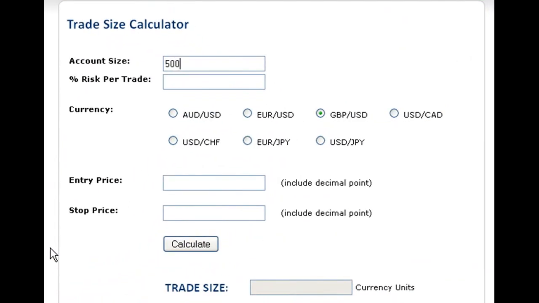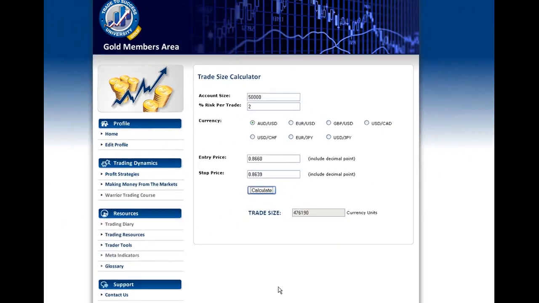So let's see how many currency units we need to buy here. So let's say a $50,000 account, 2% risk per trade, Australian dollar against US dollar. Entry price is 2 pips above market price because we're going long, so we need to add 2 pips, so 0.8660. And our stop price is 1 pip below market price because we're going to be selling there, 0.8639. Click calculate and we get 476,190 currency units. So let's just make that 476,000.